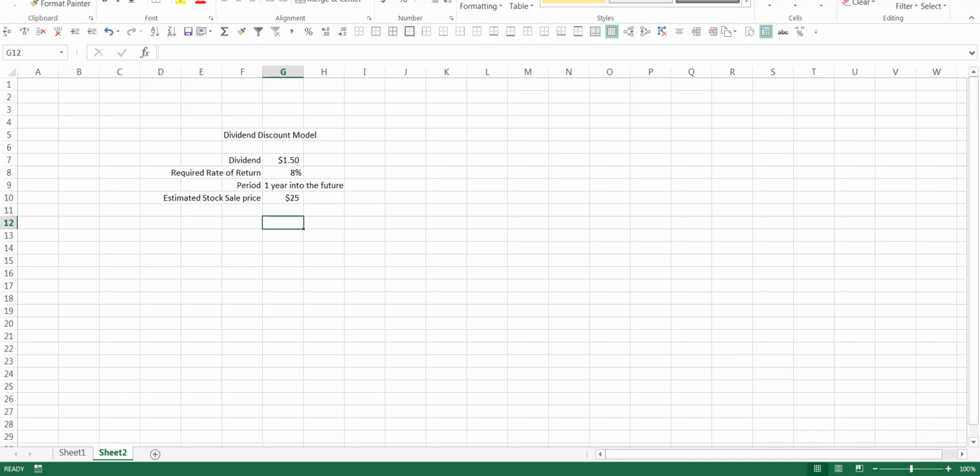All right, so what we're going to do first is we'll take 1.5, and we're going to divide that by 1 plus 8%. All right, so that gives us one piece of the equation. The other piece is to discount this to present value, which is dividing by 1 plus 8%. That gets you to 23.14. Then you add these two together, and that should be the current value of the stock.